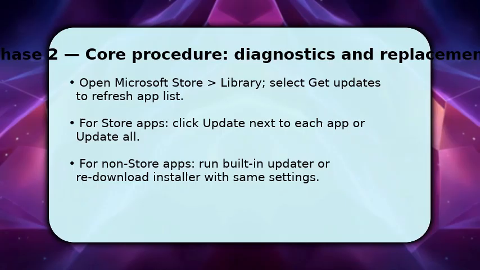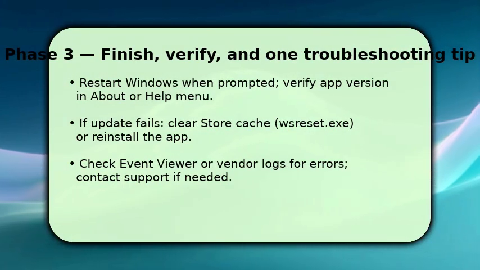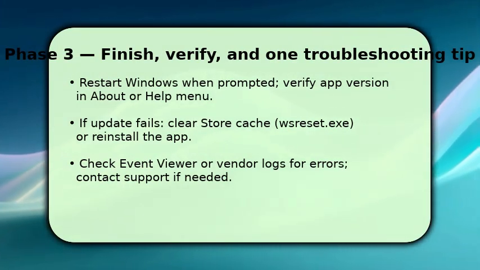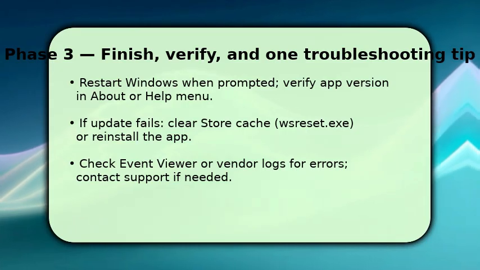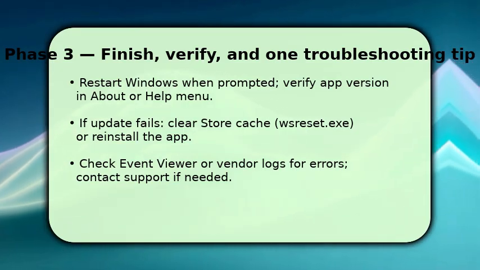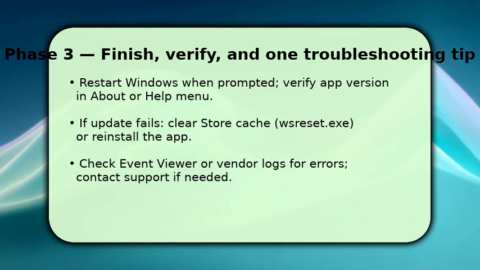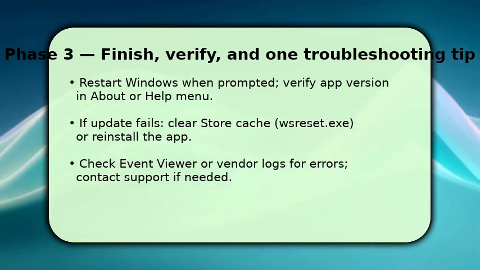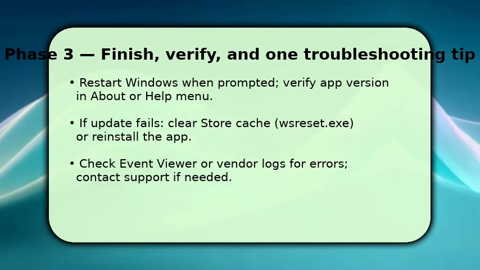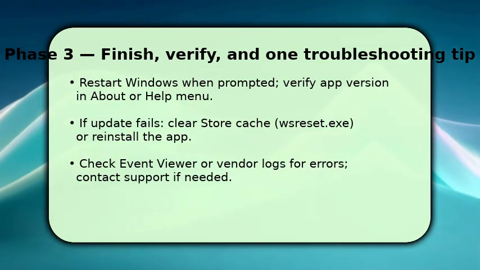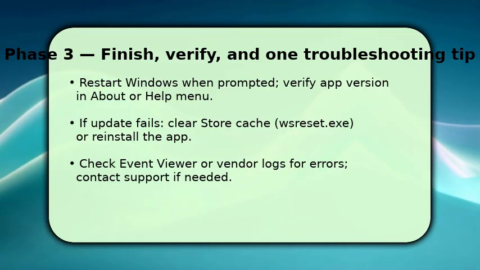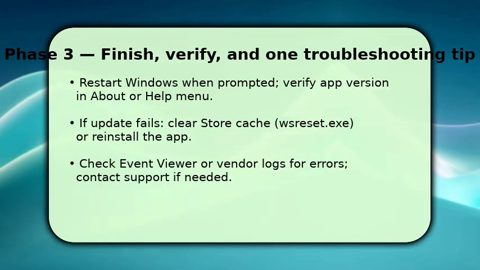You're finishing up. Restart Windows if any installers request it, because many updates finalize only after reboot. After reboot, open the app and confirm the new version from About or Help. This verifies success. If an update fails, first clear the Microsoft Store cache with WSReset.exe for store apps, or uninstall and reinstall the app while keeping user data if possible.